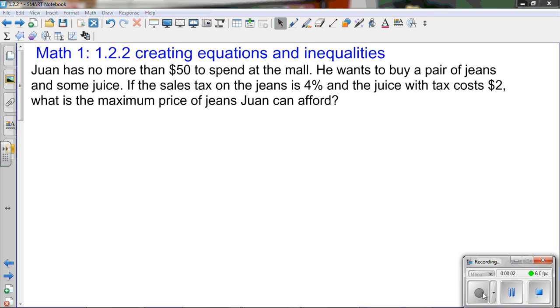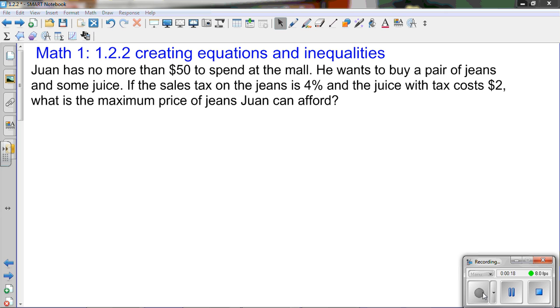Okay, this video talks again about creating equations. This is 1.2.2, but we're focusing on inequalities. And again, I have another video showing you what inequalities are. So inequalities, again, is a range of answers.